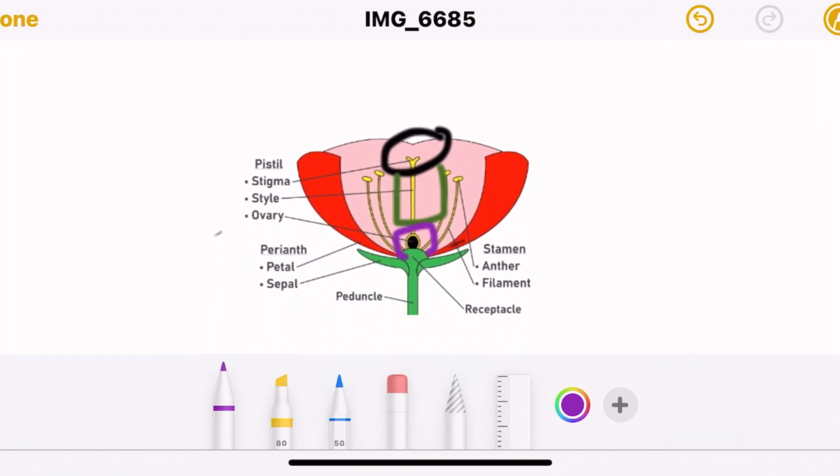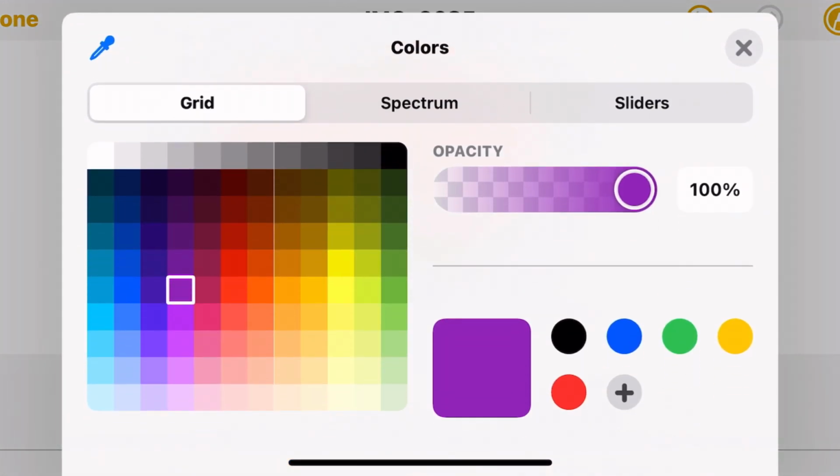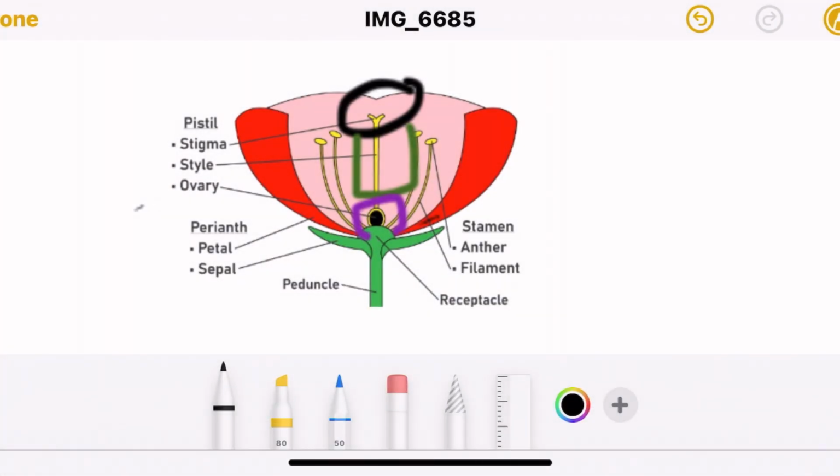So now let's start from the stigma. So what does the stigma do? As we know that pollination takes place, it is the top of the female part. Okay, the whole female part is known as the pistil, and the stigma is the top of the pistil. And what does the stigma do? It collects the pollen grains. So we learned that the anther produces pollen grains.